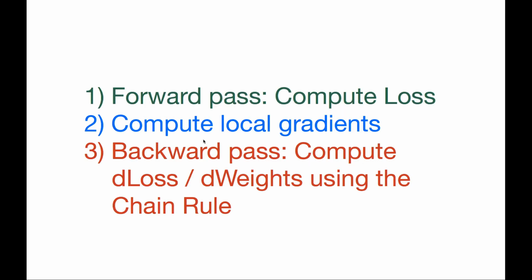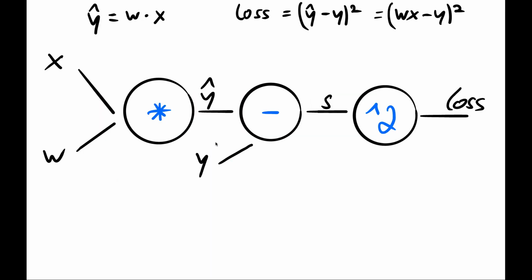Now the whole concept consists of three steps. First we do a forward pass where we apply all the functions and compute the loss. Then at each node we calculate the local gradients. And then we do a so-called backward pass where we compute the gradient of the loss with respect to our weights or parameters using the chain rule. So these are the three steps we are going to do. Now we look at a concrete example.